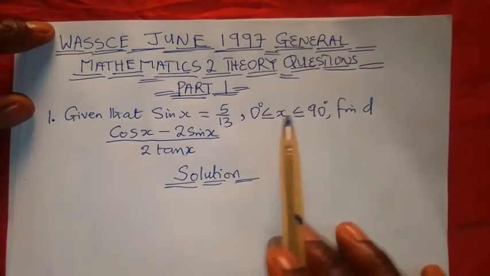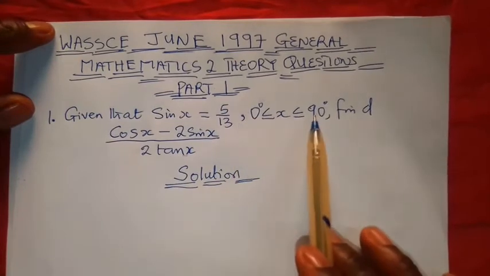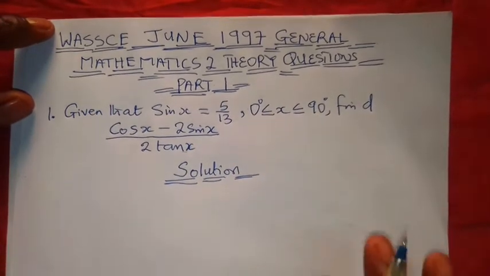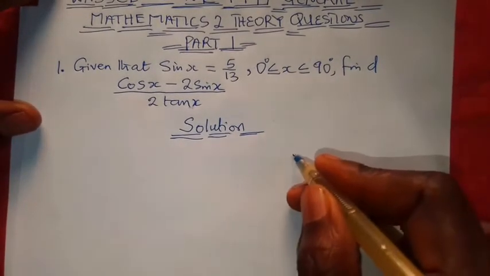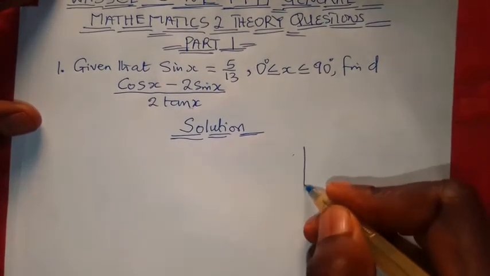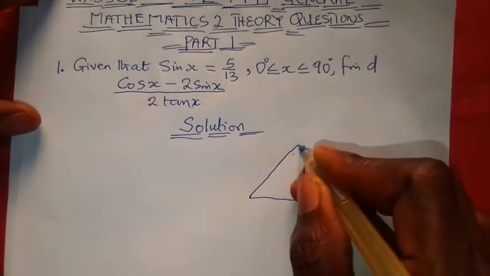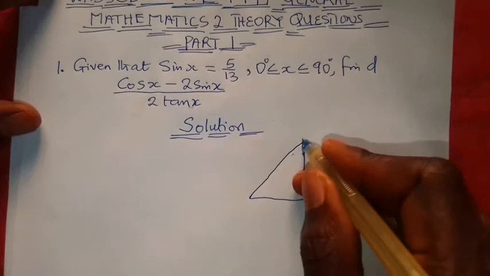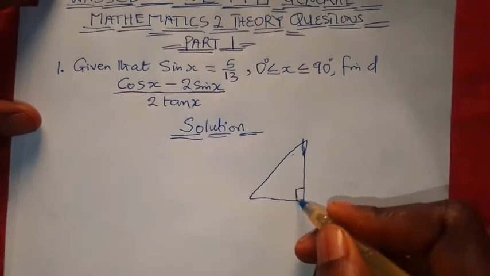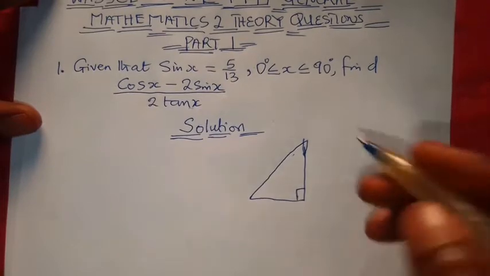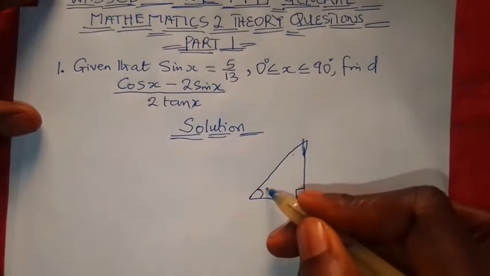So the maximum angle you can get for x here is 90, and the kind of triangle that has 90 degrees is the one you call your right triangle. To start this question, we have to draw our right triangle. I will be drawing the right triangle this way, and to indicate that it's a right triangle, we put the right-angle sign here, which is 90 degrees. Now let us assume that this x is somewhere here.